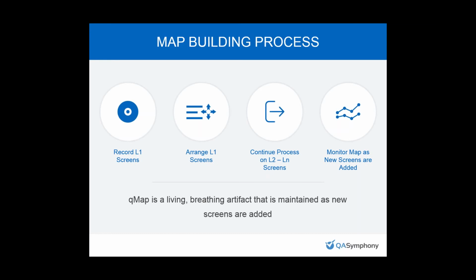And there's an ongoing process where you sort of monitor the map as new screens are added. You might have seen on the previous screenshot that there were screens that were like a shade of green, and then there's screens that are a shade of orange. The orange ones are the new screens that have been newly introduced. A tester just recorded them for the first time, and the Explorer and qMap have never seen those before. In that case, you'll have to make sure those showed up in the right place. If not, you may need to rearrange those.